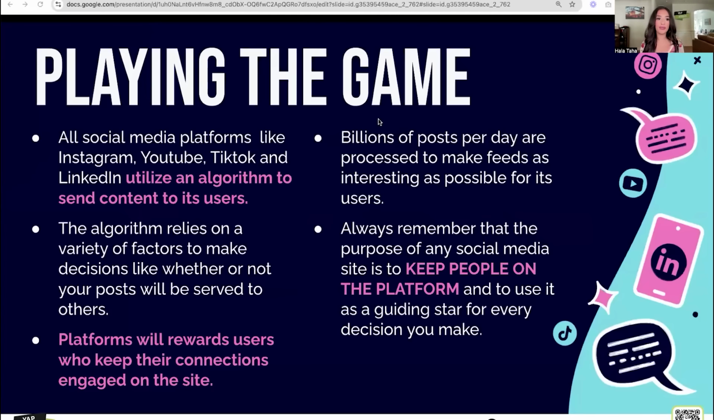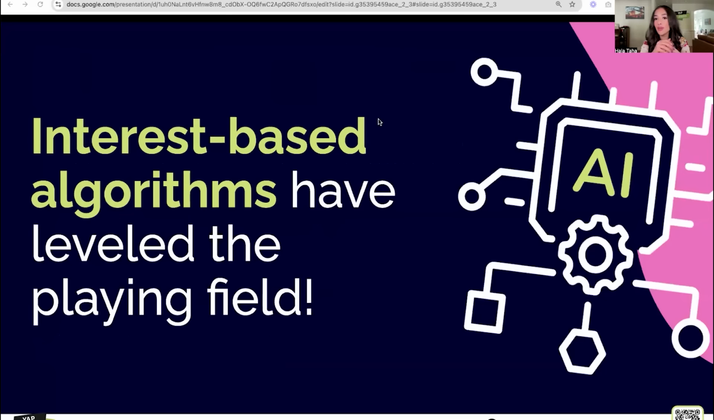So all social media platforms like Instagram, YouTube, TikTok, LinkedIn, they use an algorithm to send content to their users. And the algorithm decides whether or not your posts are going to be served to other users on the platform. And the platform rewards users who keep their connections engaged on the site for as long as possible. So billions of posts per day are processed to make the feed as interesting as possible. And you always need to remember that as your guiding star. I need to keep people on the platform for as long as possible. Now, interest-based algorithms have completely leveled the playing field.